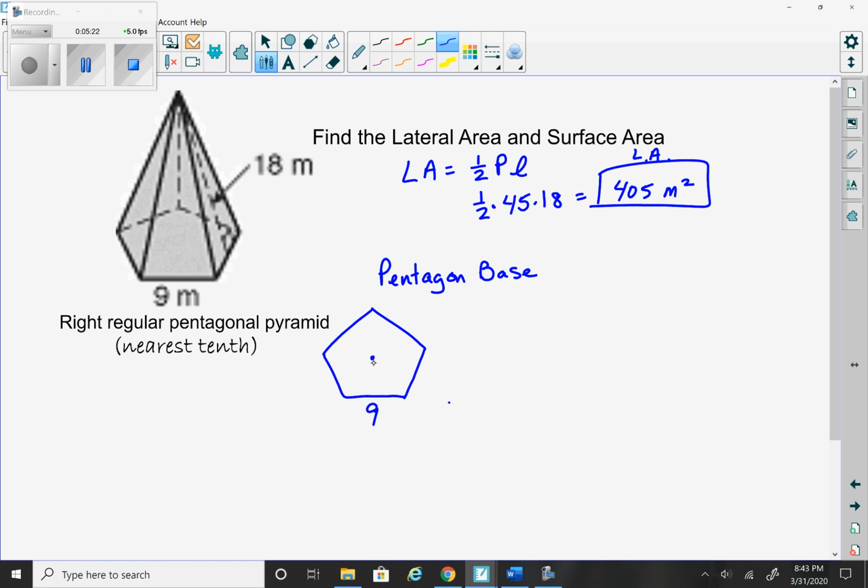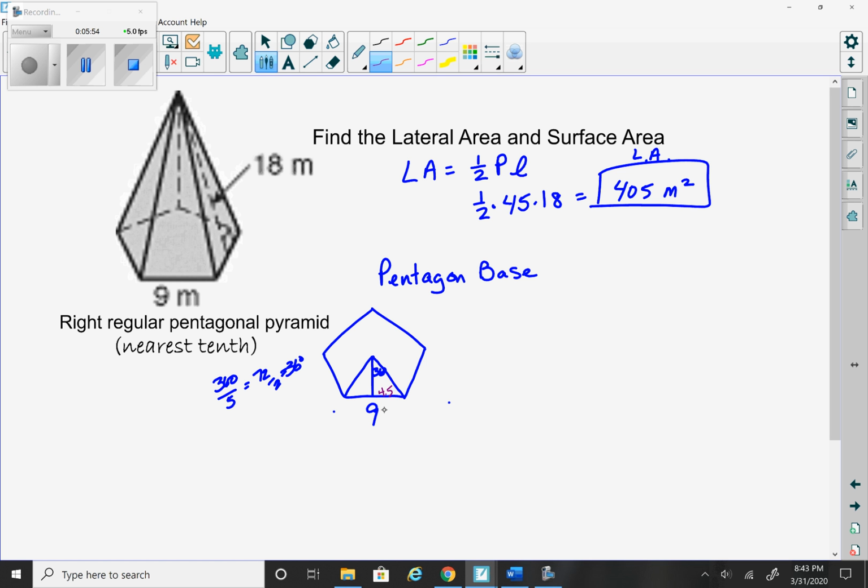I'm going to put the center here and draw a central angle. So if I take 360 divided by 5, I think I get 72. And then when I draw in the apothem, I cut that in half. So I get an angle of 36 degrees right here, 36 degrees. I'm going to have to use trigonometry, right? So again, if the length of the whole side is 9, half of that is 4.5.